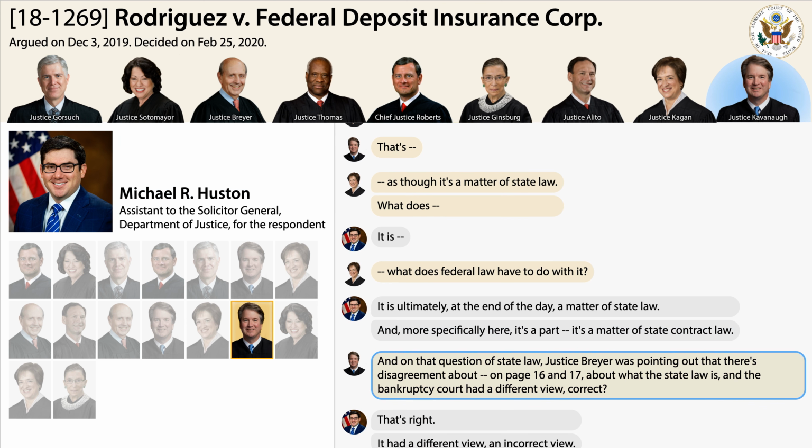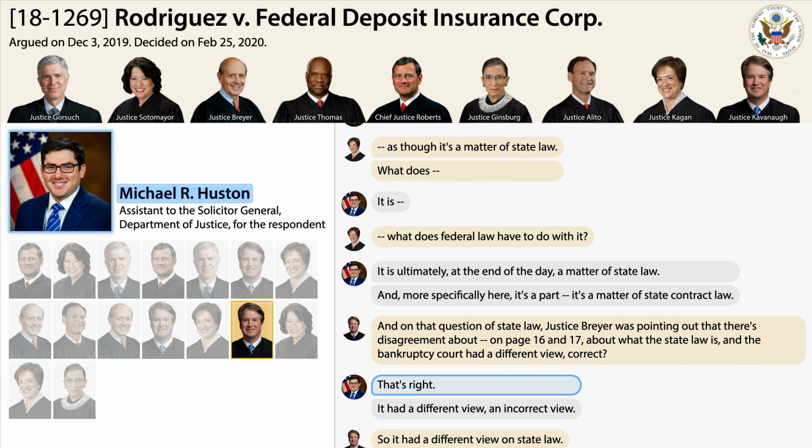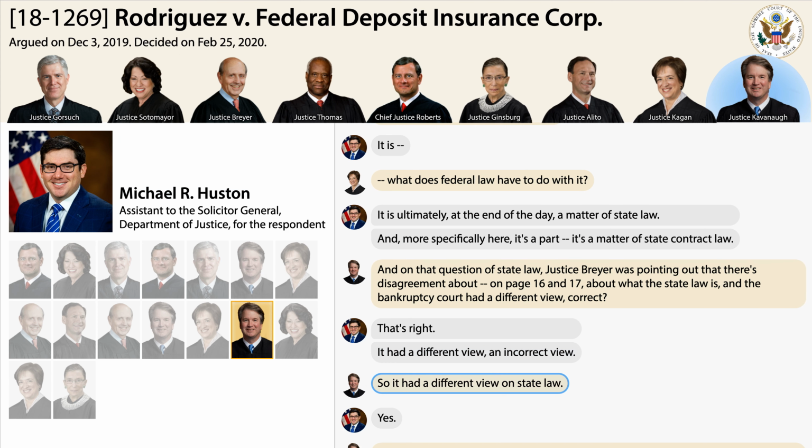And on that question of state law, Justice Breyer was pointing out that there's disagreement about, on pages 16 and 17, what the state law is. And the bankruptcy court had a different view, correct? That's right. It had a different view, an incorrect view. It had a different view on state law. Yes. So if it is purely a question of state law and there's been disagreement here and there's disagreement between the bankruptcy court, which is expert in these matters, and the district court and the 10th Circuit, shouldn't we remand for the state law question to be sorted out?